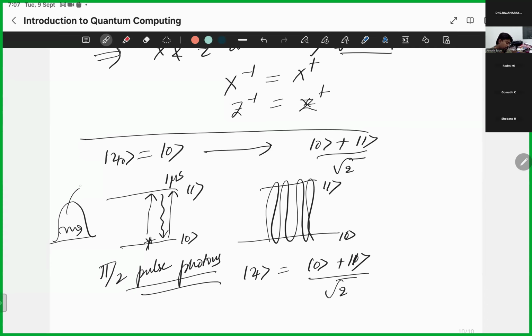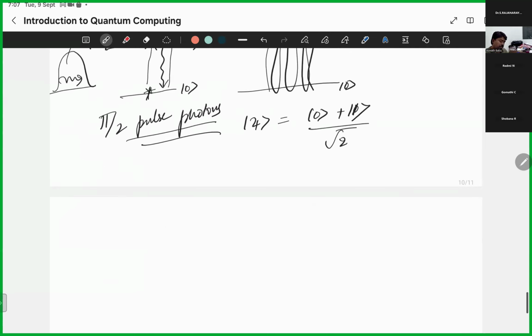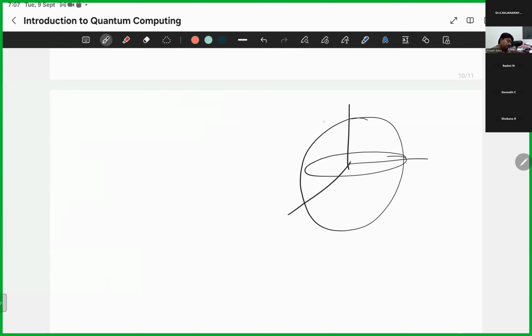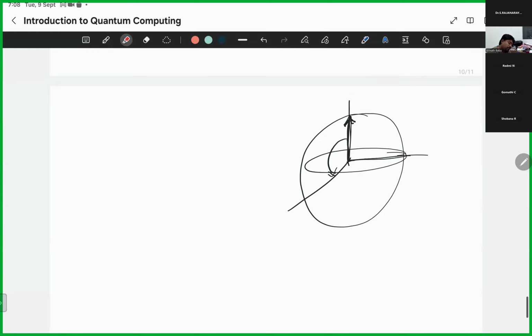Okay, so that's why it's called a pi by 2 pulse. In fact, in the polar Bloch sphere representation, if the quantum state is pointing towards the z-axis, it is going to be rotated about the y-axis by a pi by 2 angle so that the vector gets pointed in the x direction. Okay, right?